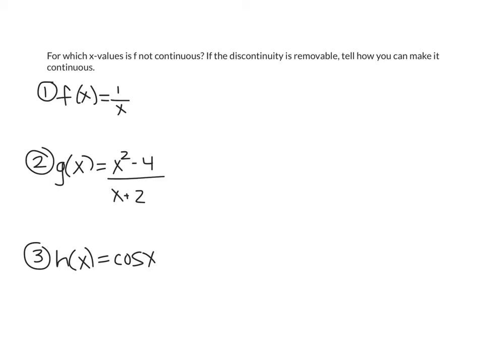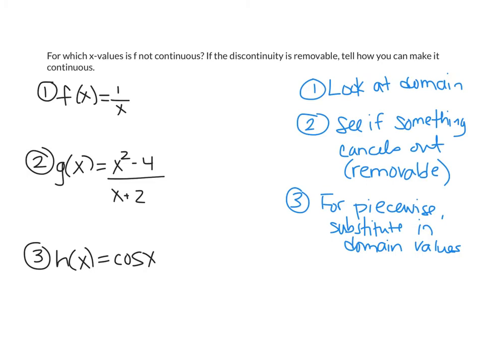So there's a few strategies when you're looking at problems and you're trying to determine continuity. I'm going to write them on the side. There's three strategies we're going to use when we're determining if something is continuous. First one, always look at the domain. Secondly, you're going to see if something cancels out. If it does, you might have a removable discontinuity.